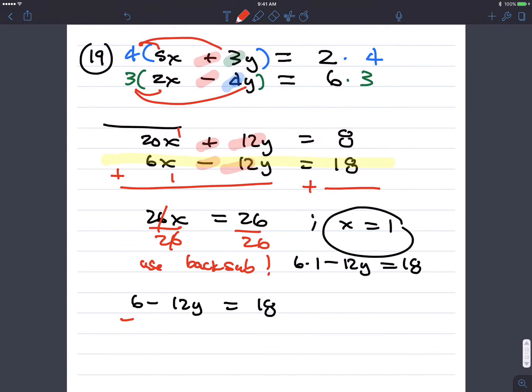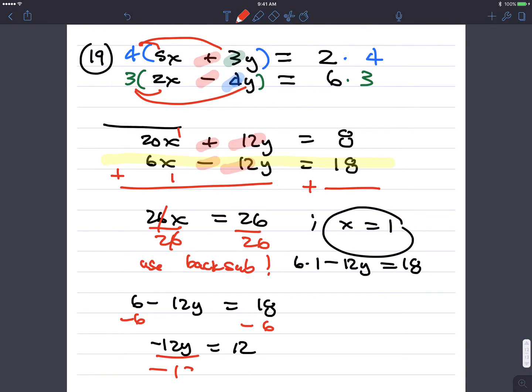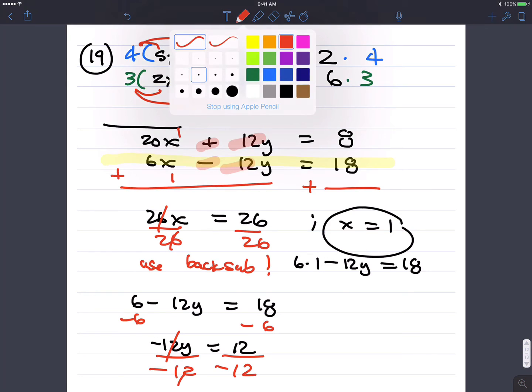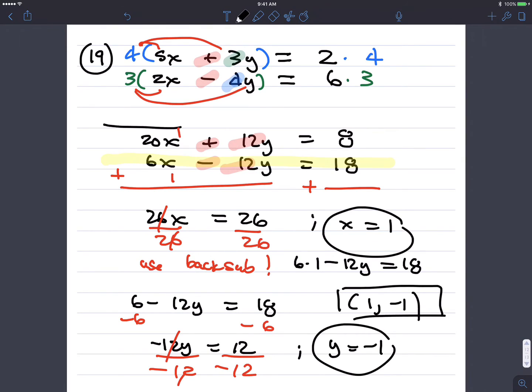We're going to subtract 6 from both sides. We get negative 12y is positive 12. Divide both sides by negative 12. And we get y being negative 1. X is positive 1, y is negative 1. This is number 19.